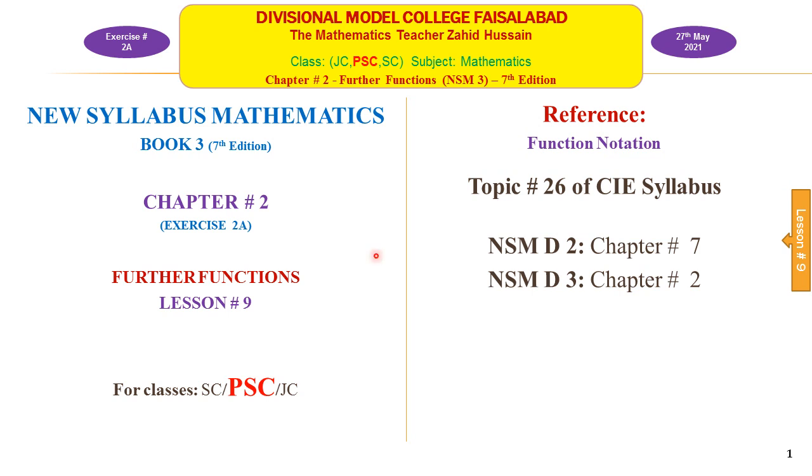We are studying new syllabus mathematics book 3, and we have started chapter number 2, which is further functions. This topic we have already studied in book 2. It's chapter number 7, which was the chapter of functions. This is further functions. In these functions, the expressions will be of higher order. That is, the expression will be quadratic or cubic expressions.